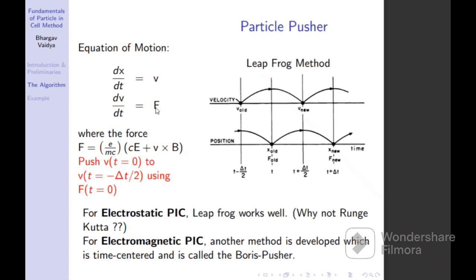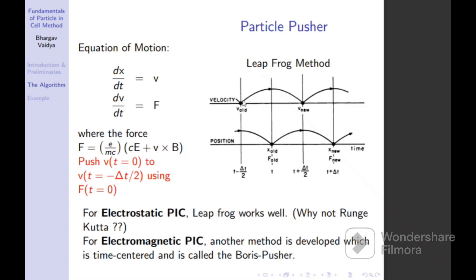So, for example, if f is E by m c, this force is a Lorentz force. What you have to do is first push your v, which you have defined initially at t equal to 0, to minus delta t by 2 using this equation. You have to evolve the system, solving this to minus delta t by 2, to get the v.